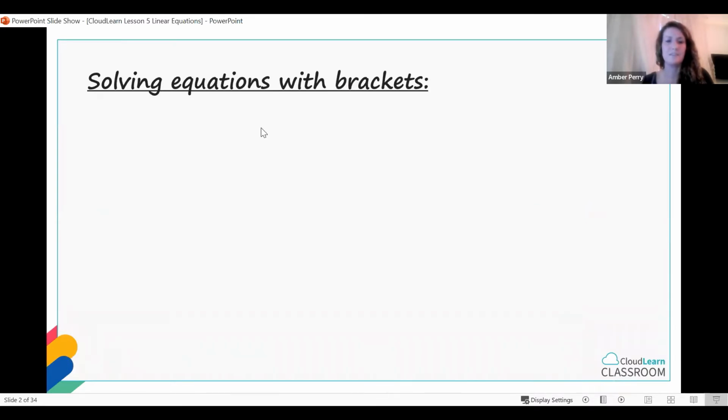So starting off with solving equations with brackets, if we have something like this, an equation here with... okay, sorry. If we're solving an equation with brackets, we have two methods we can use, and I want to show you both methods, and then I'll talk you through those in a moment.